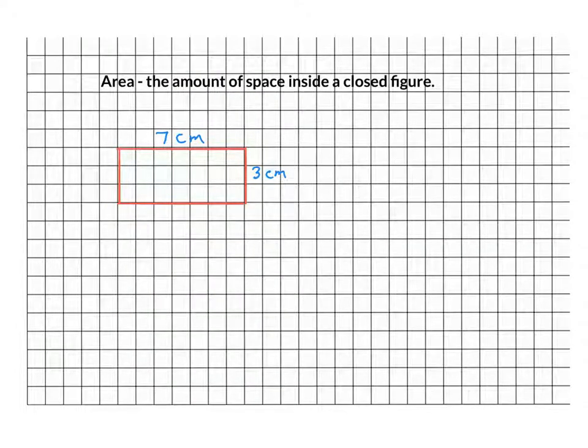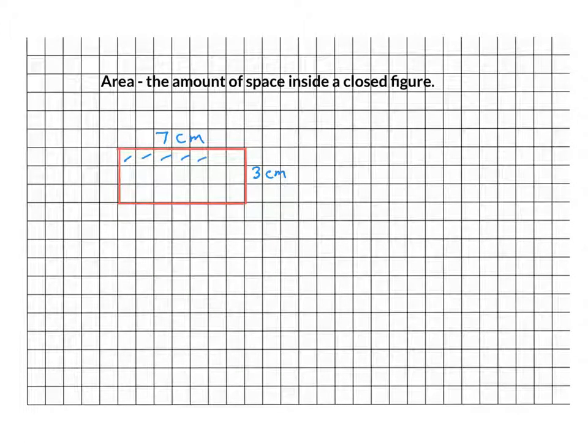Area is the amount of space inside a closed figure. And you can see that I have drawn a closed figure, a quadrilateral, a rectangle, and I have put down the dimensions of the sides. It's 7 centimeters by 3 centimeters. I did this on graph paper just so you could see exactly what I'm talking about. Notice I want to know how much space there is inside this figure, and I have it divided up into squares. So I could go through and count.